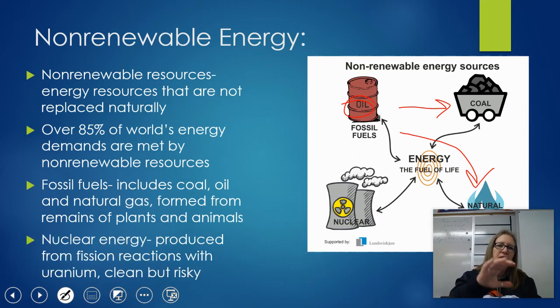Nuclear energy is also considered a non-renewable source, just because it requires mining these special metals out of the ground, and then it produces energy with a fission reaction, and it's very clean. There's no air pollution, but it's very risky. If the power plant has a meltdown, then the radioactivity of these materials can get out and can cause huge environmental problems. The entire city of Chernobyl to this day is still shut down from an accident in the 80s.